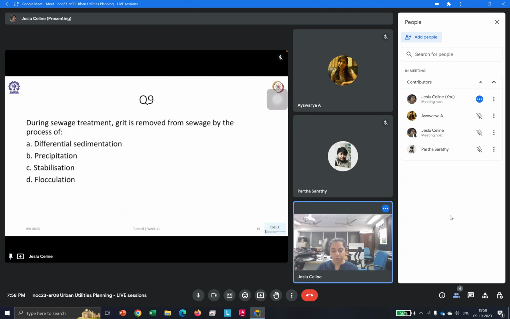So let's go to the next question. During sewage treatment, grit is removed from sewage by the process of which of the following? Differential sedimentation, precipitation, stabilization, flocculation. Any guesses for this one? Okay, let's go from the last one.